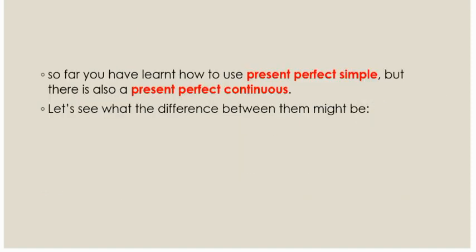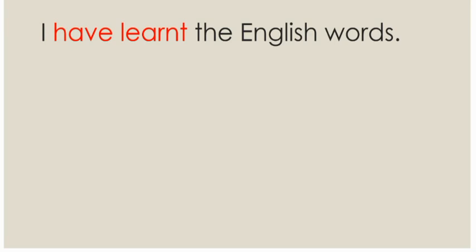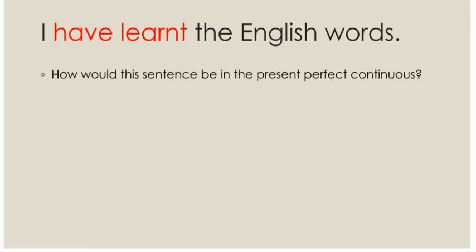So far, you have learned how to use present perfect simple, but there's also present perfect continuous. And remember, we said it is the verb plus ing. Let's see what the difference between them might be. I have learnt the English words. This is our example sentence. This is in the present perfect.